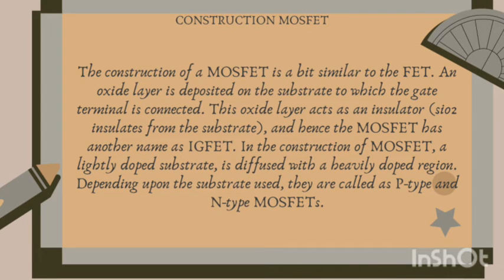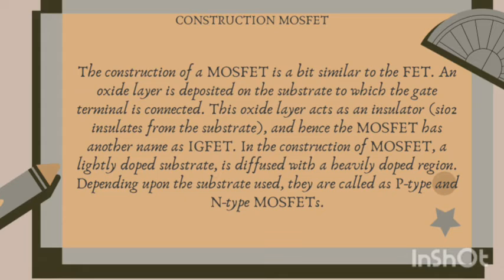Let's move on to the construction of MOSFET. The construction of a MOSFET is a bit similar to the JFET. An oxide layer is deposited on the substrate to which the gate terminal is connected. This oxide acts as an insulator which insulates the gate from the substrate, and hence the MOSFET has another name, IGFET. In the construction of the MOSFET, the lightly doped substrate is diffused with a heavily doped region.